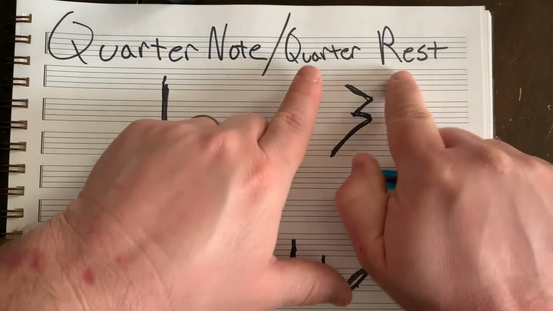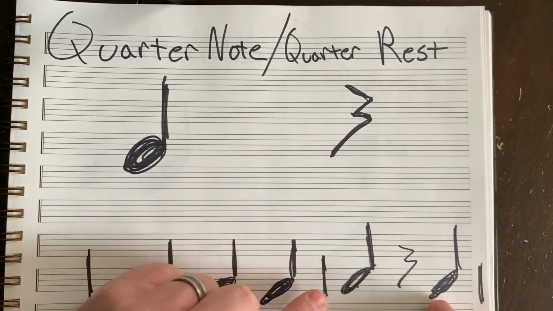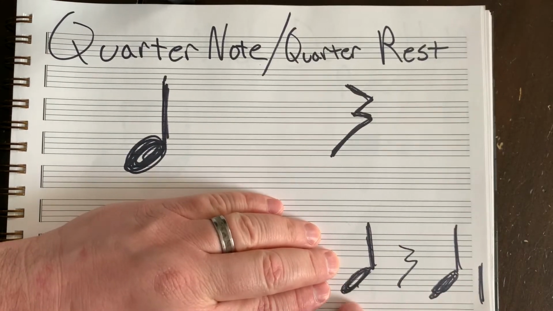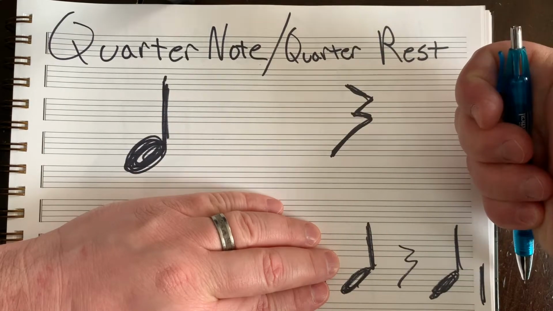If I had 3 in a row, like down here, I would click 3 times. If I had a quarter note rest, I would do nothing for 1 beat. So if I had this rhythm here, it would be click, rest, click.